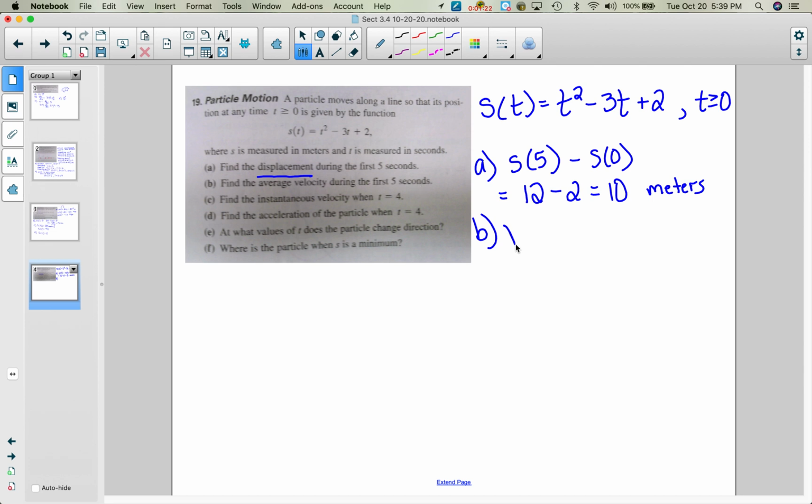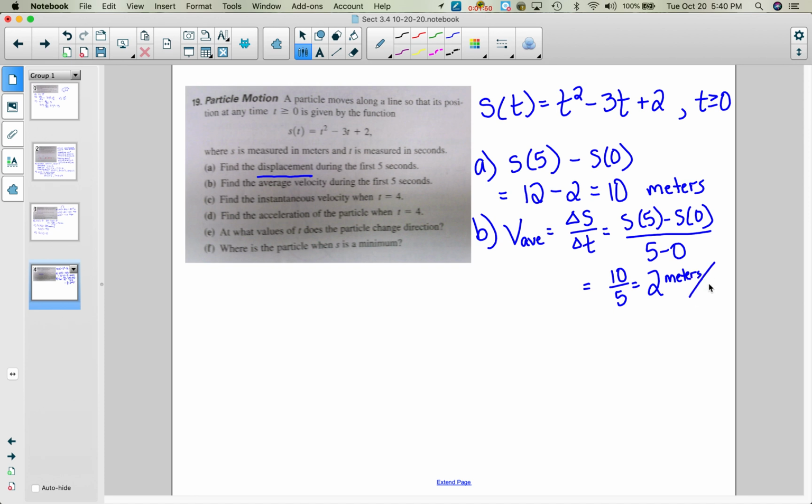Part B asks us to find the average velocity during the first 5 seconds. So remember, the average velocity, not instantaneous, is your change in position over your change in time. Well, our change in position we just found, but I'm going to go ahead and write it out this way anyway. And our change in time, so we get 10 over 5, which is 2, and this is going to be meters per second. So that would be our average velocity.